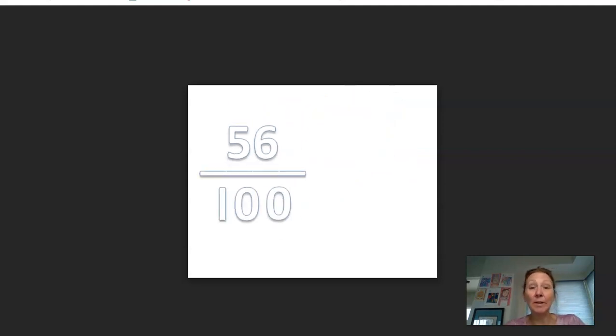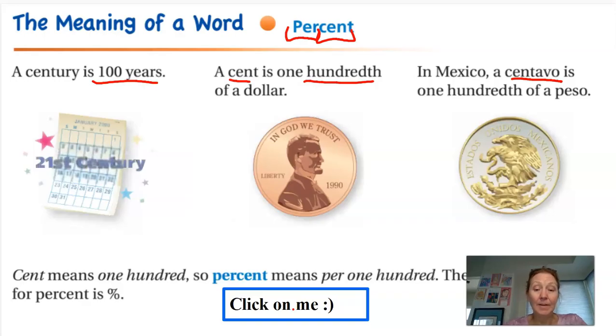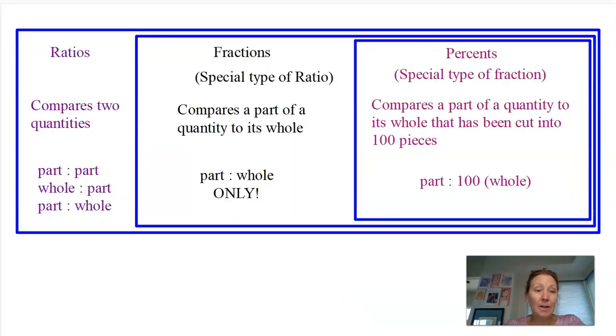It's a fraction out of 100. Okay, so here we go. So here's some examples. Again, ratios compare 2 quantities, right? Then we looked at the 3 different types of ratios: part to part, whole to part, and part to whole.